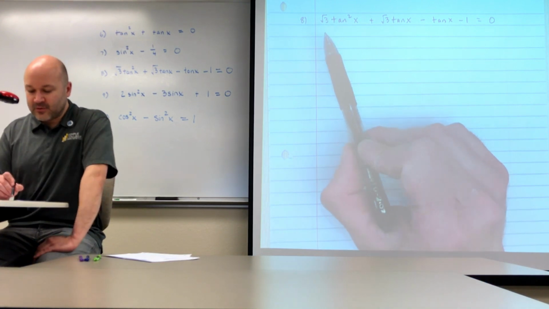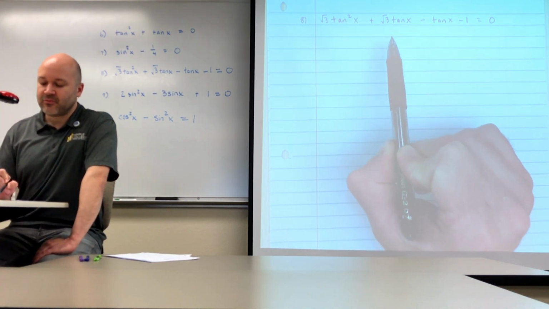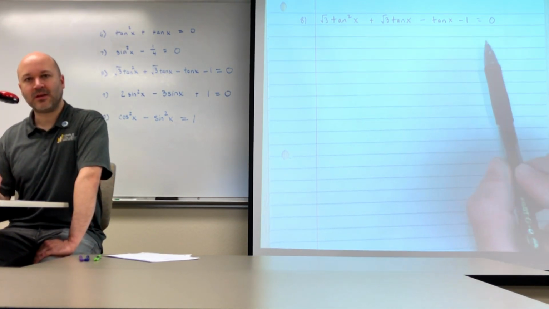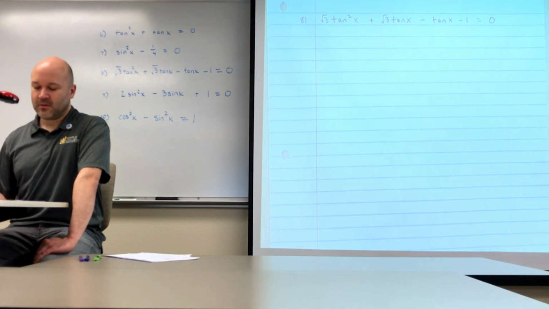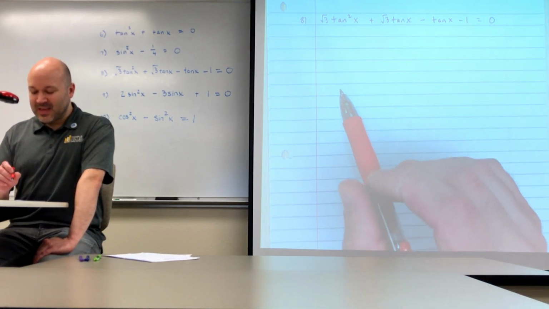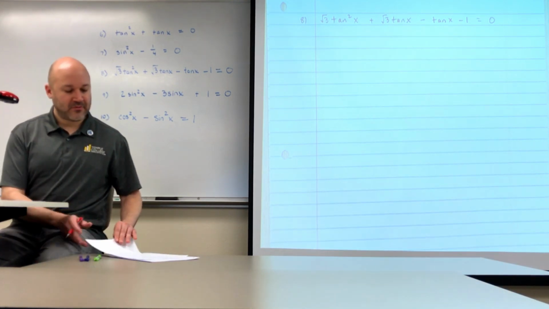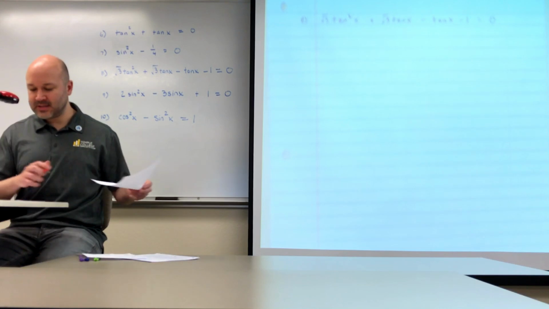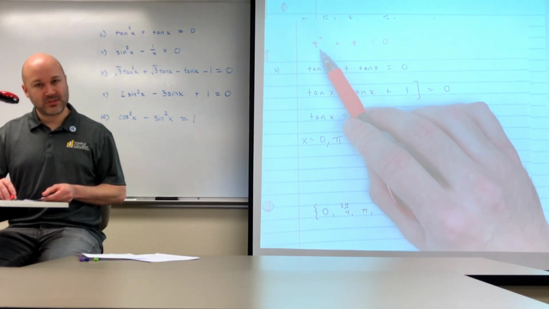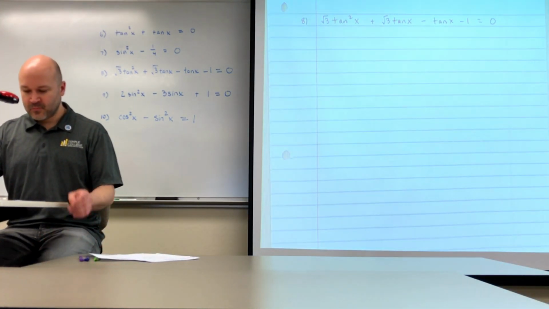Whoa, okay, I've got the square root of 3 tangent squared x, plus the square root of 3 tan x, minus tan x, minus 1 equals 0. Okay, not too bad. If it helps, we could do what we did before, where we replaced those tangents with another variable. We used z. That may help you see what's going on.